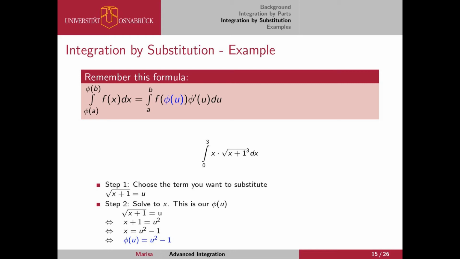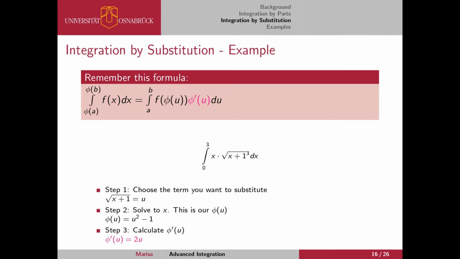In our case, we first need to square the terms, leading to x plus 1 equals u squared, and then we bring the 1 to the other side. And now we are done. We ended up with x equals u squared minus 1. We name this phi of u, so phi of u equals u squared minus 1. Let's continue with the third step.